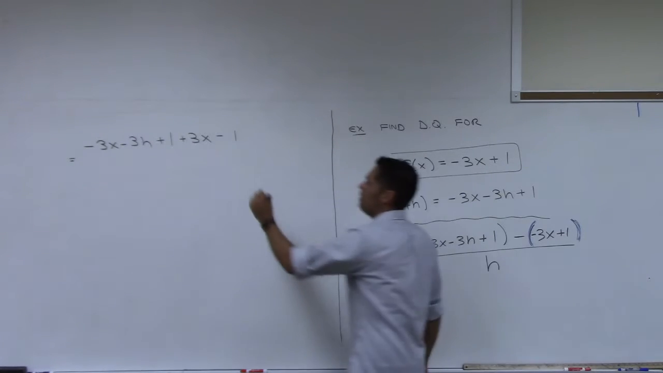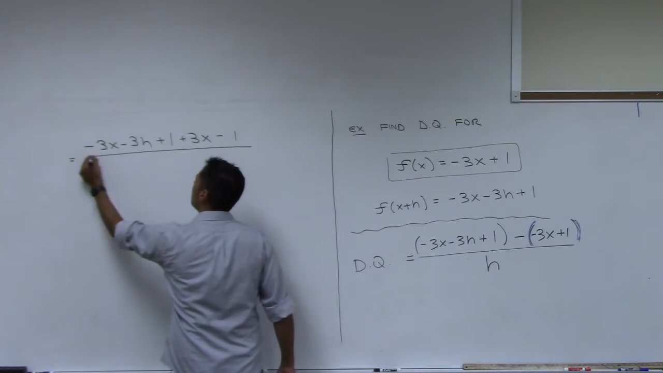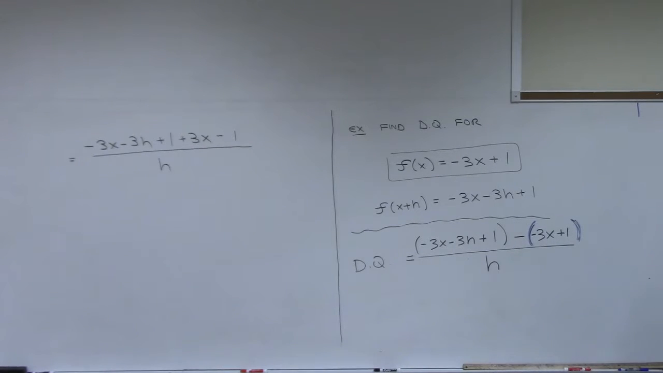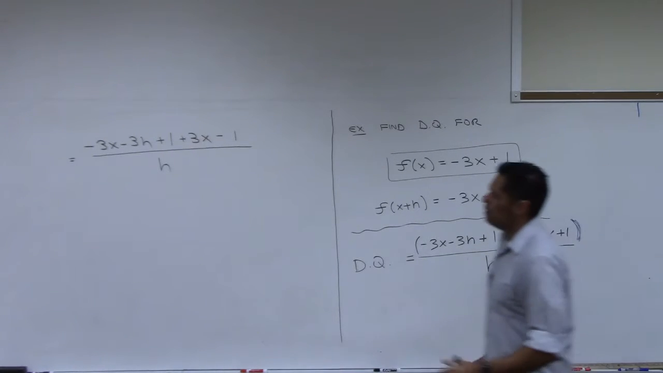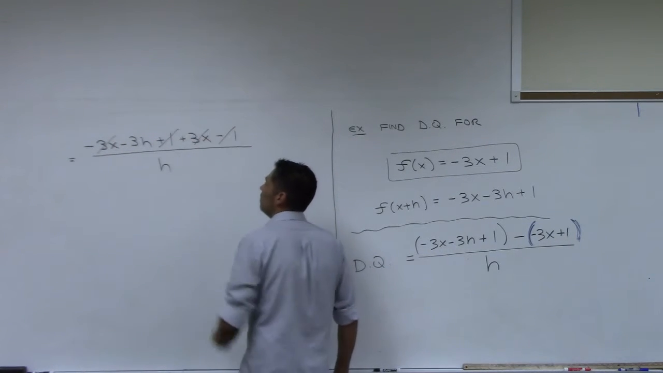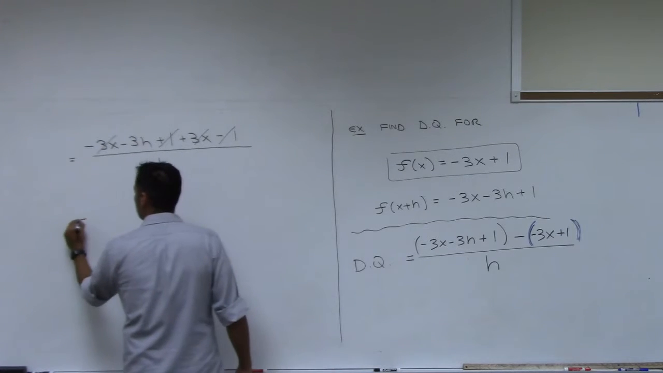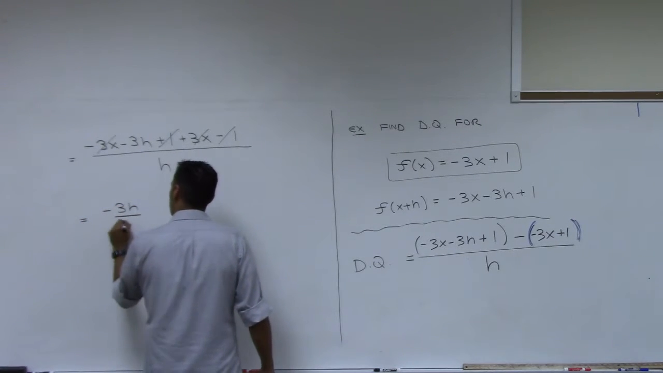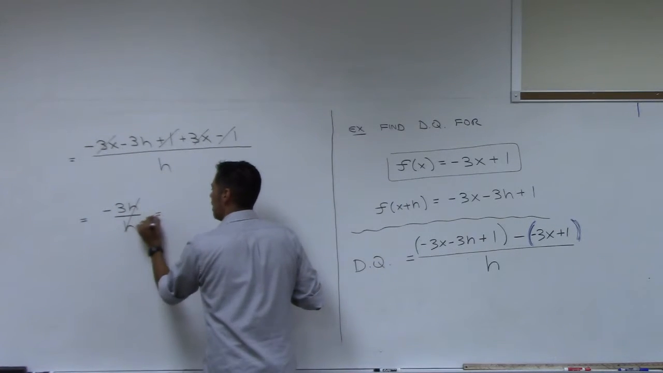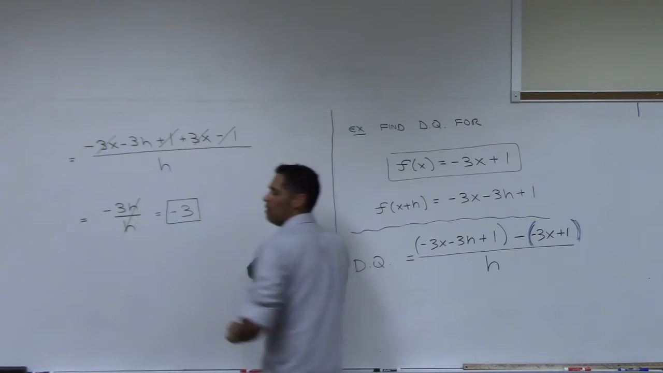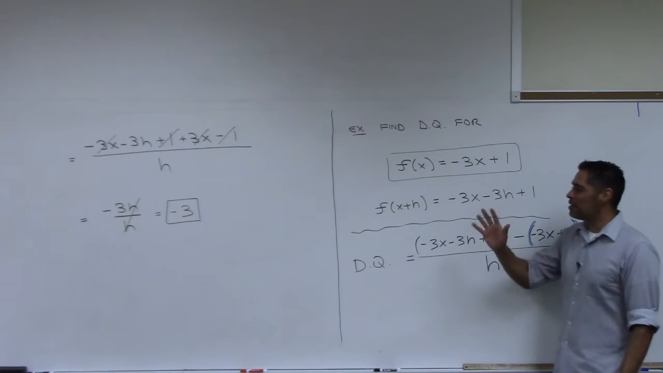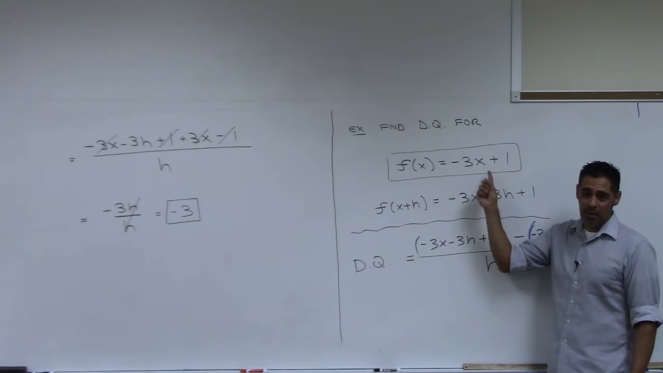All of this, the entire thing over h. Now, do you see that some very interesting things happen up in the numerator? You get 3x's to cancel. You get the 1's to cancel. And all you're left with is negative 3h over h. And the h's cancel. And your answer is negative 3. Now, look, this only worked this way because this was a line to start with.